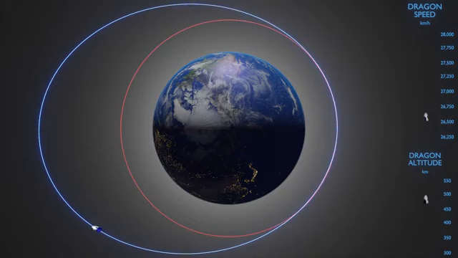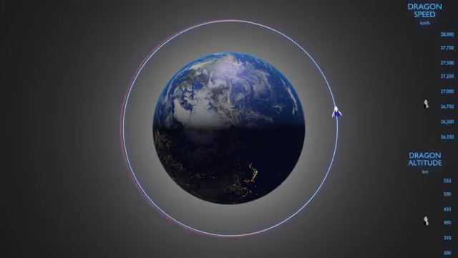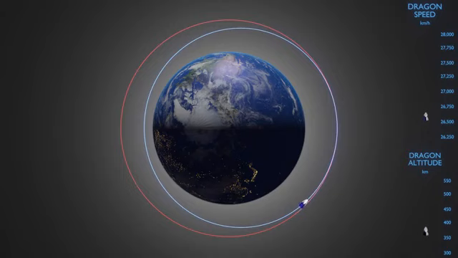If we were to fire our engines in the exact opposite direction, this would be a retrograde burn, and it is very similar to a prograde burn, but in the exact opposite direction. It therefore subtracts kinetic energy from the orbit at that point of where you fired your engines, and this will affect the altitude of the opposite side of your orbit, bringing it closer to Earth.